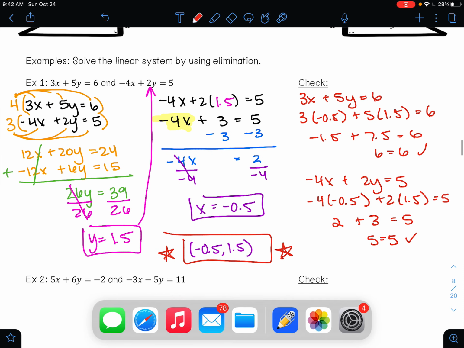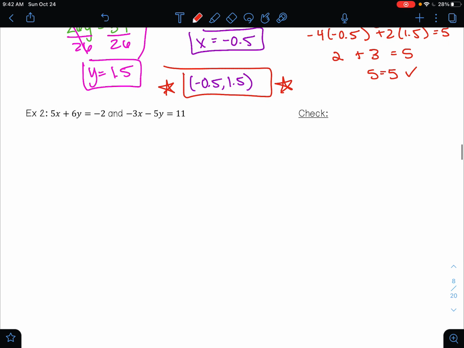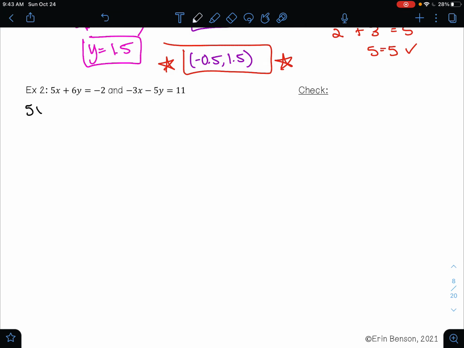Let's try that again with example 2. So on example 2, I'm just going to begin by lining everything up. So I'm going to have 5x plus 6y equals negative 2, and negative 3x minus 5y equals 11. What I want you to do is figure out what variable you want to solve for, multiply the equations, and solve. Go ahead and pause the video, see how much you can do on your own, and then resume the video, hit play when you are ready to see me do it with you.